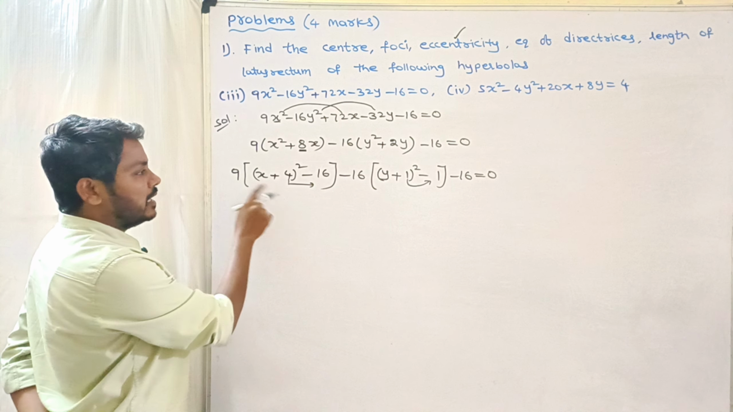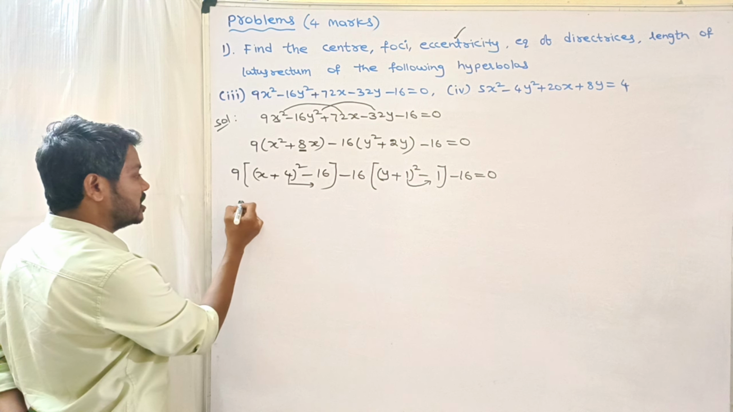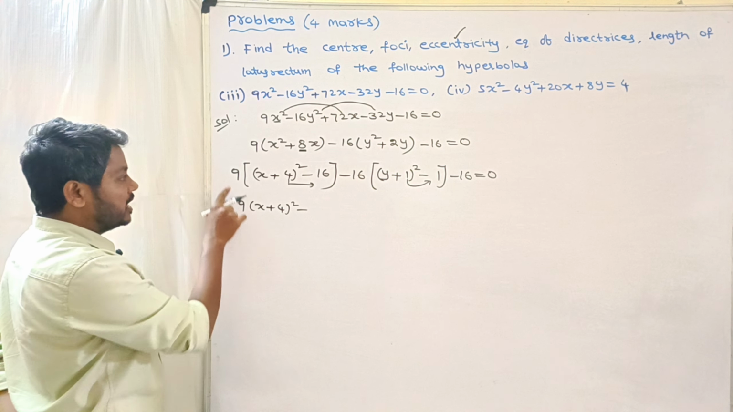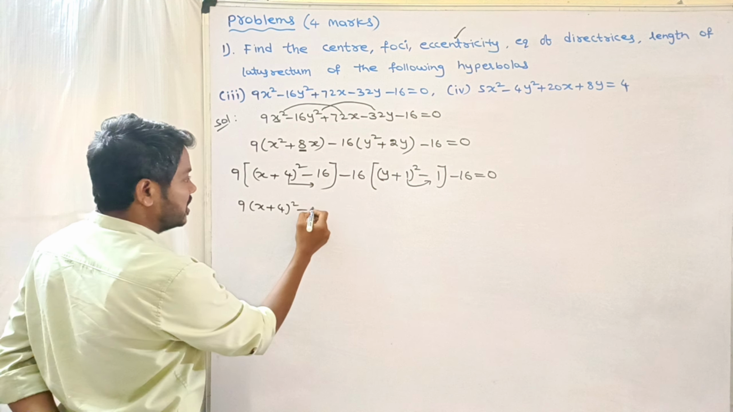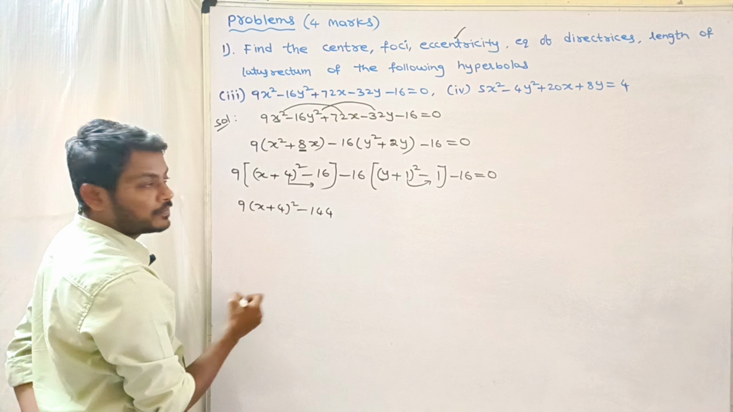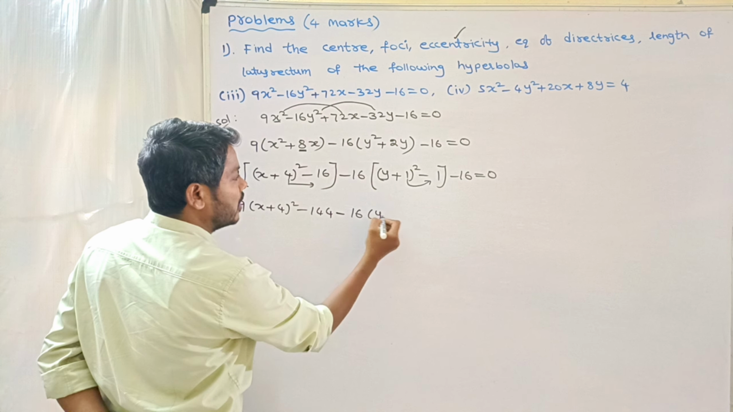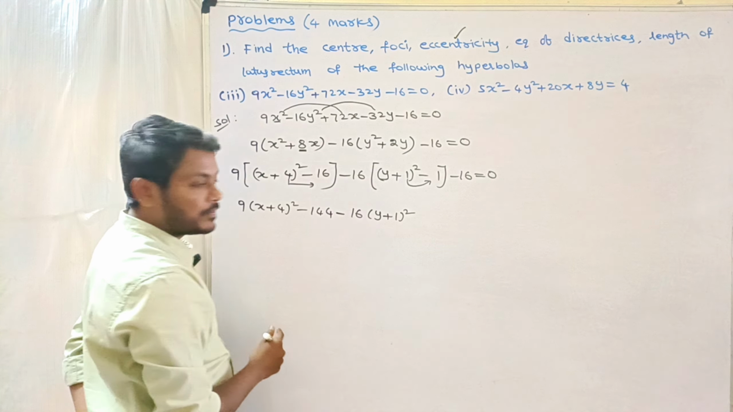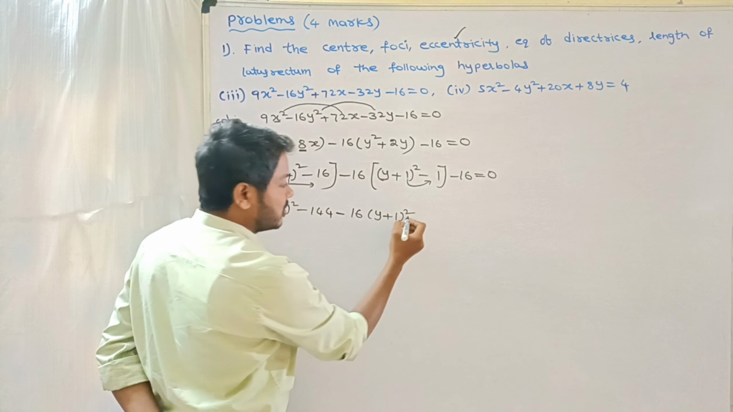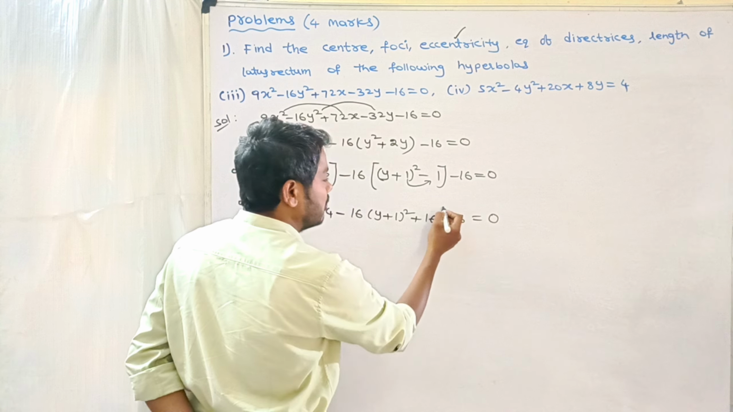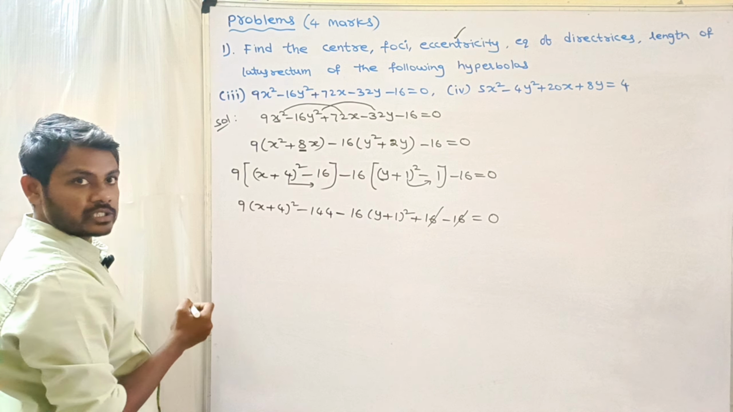Now multiplying 9 inside of the bracket, which is 9 into (x plus 4) whole square minus 9 into 16, that is 144. Next, minus 16 into (y plus 1) whole square, minus 16 into minus 1, that is plus 16. Minus 16 equals to 0. Plus 16 minus 16 get cancelled.